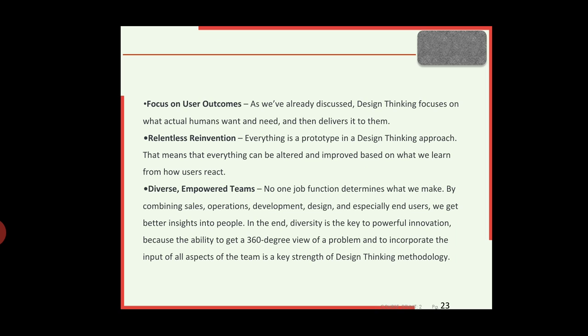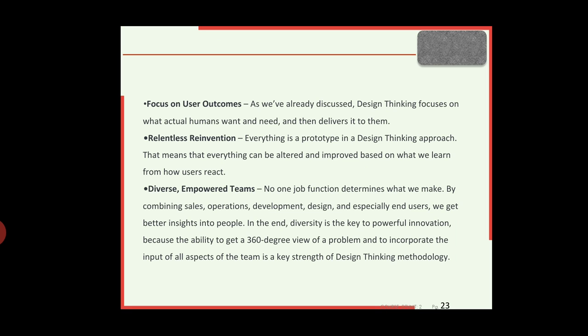Now we can learn about focus on user outcomes. In the previous slide we saw focus on user outcomes, and how the picture represents it. What exactly do I want to say now? Listen carefully. Focus on user outcomes means, as we have already discussed, design thinking focuses on what actual humans want. What actual human beings want and need, and then delivers it to them. This is the concept of focus on user outcomes.